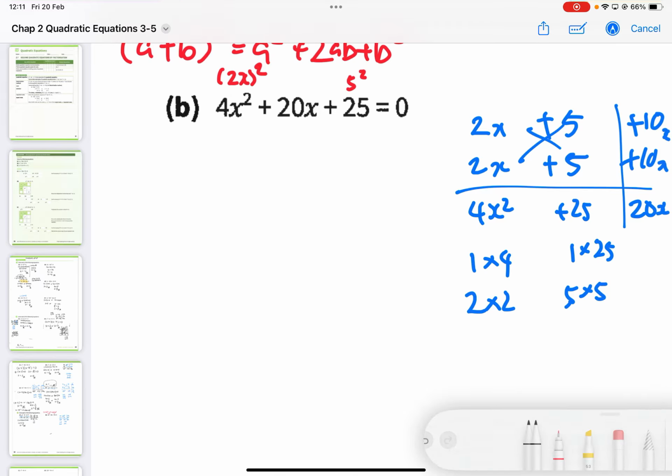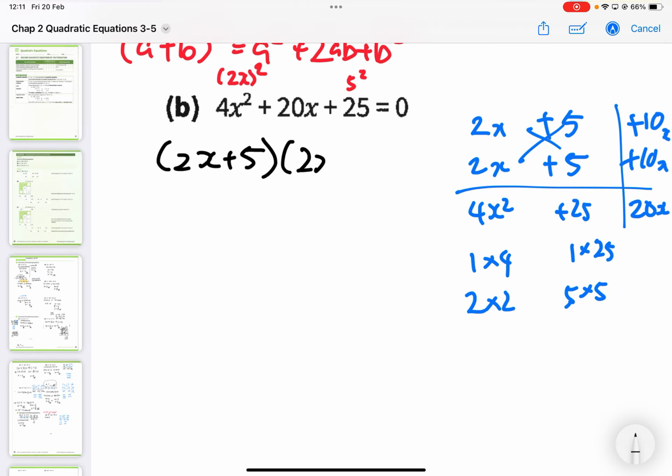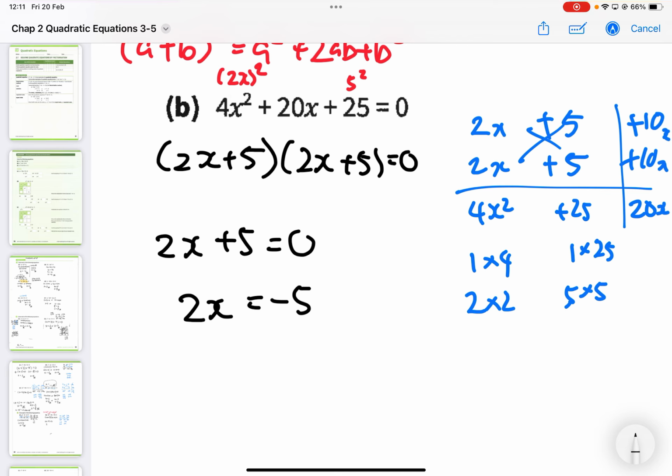So after I do my factorization, I will have 2x plus 5 and 2x plus 5. They are repeated, so I write one time can already. 2x plus 5 must be equal to 0. 2x equals negative 5. x equals negative 5 over 2.